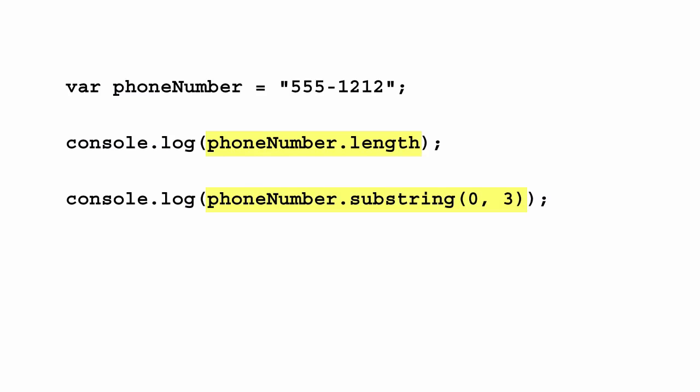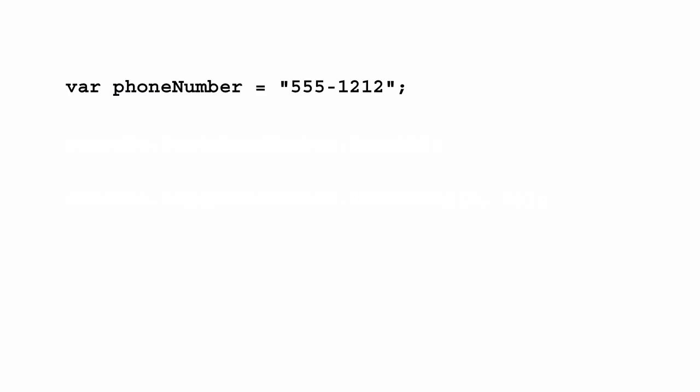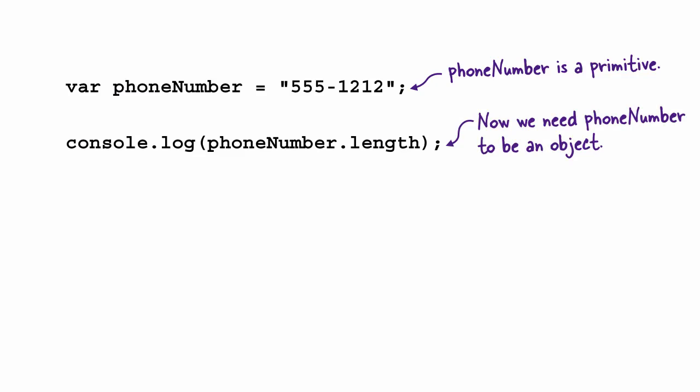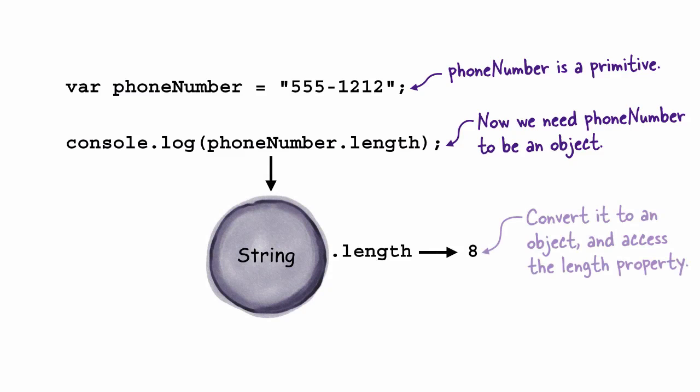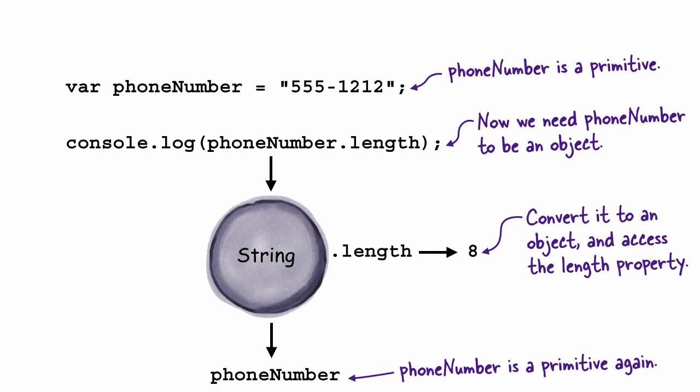So how does this work if phoneNumber is not an object? What happens is that as soon as you try to access a property or method of the primitive string phoneNumber, it's converted to a string object behind the scenes. So we start out with the primitive string value, then we try to access a property of the string like length. So the phoneNumber then gets converted to an object, and once the phoneNumber is a real object, then the property or method we accessed, in this case length, is used and a value is returned, in this case 8. Once that's done, then phoneNumber goes back to just being a regular primitive string again.